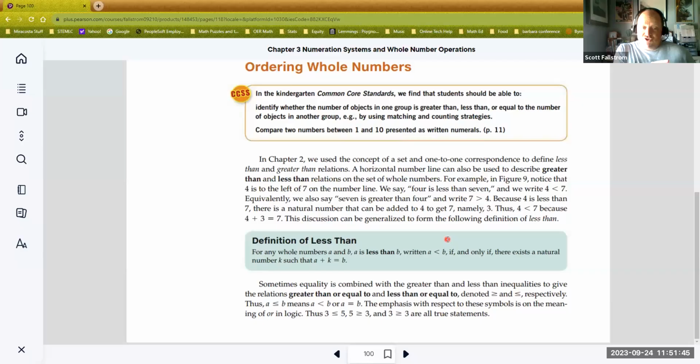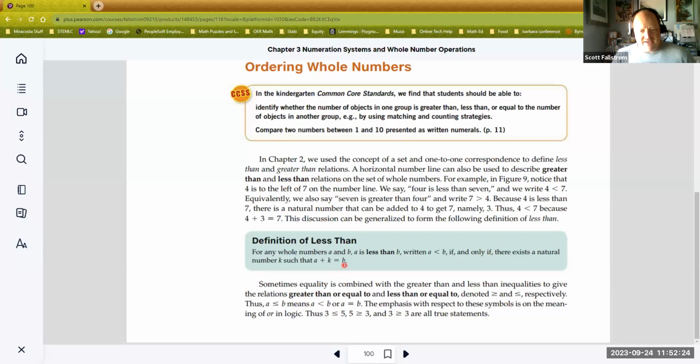Okay, and we've already seen a definition of less than that related to set definitions. This one feels a little bit more natural to most people, and so I think you'll probably like this one better. For any whole numbers A and B, A is less than B, which is written with the alligator symbol pointing at the A, or the alligator mouth is eating B, whichever way you want to think about it. If and only if, there's our definition, biconditional, there exists a natural number k such that A plus k equals B. Notice we have a quantifier now. There exists. So that means there has to be at least one number that makes this true, okay?